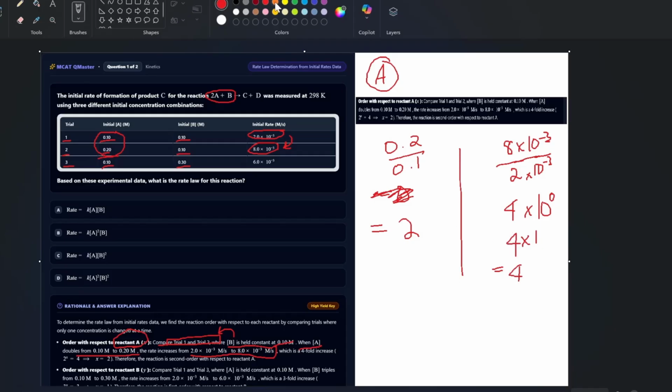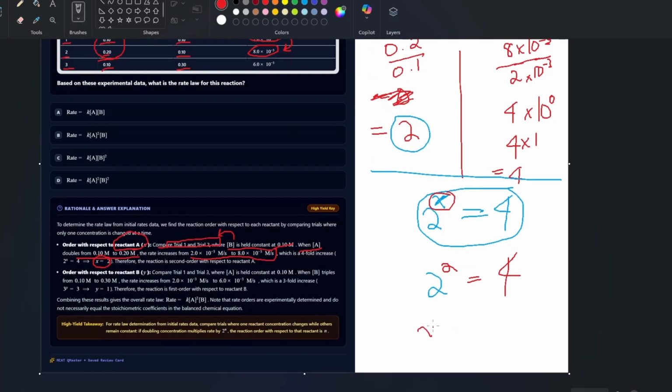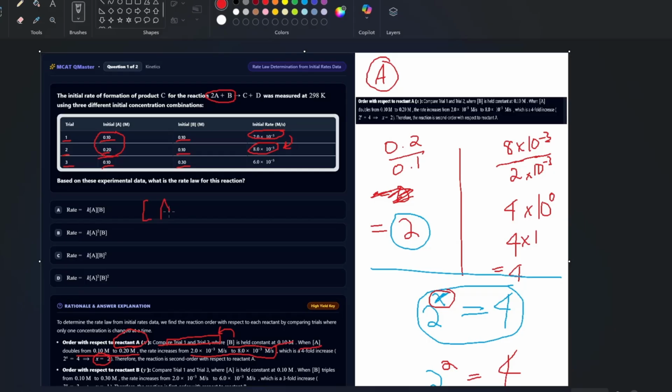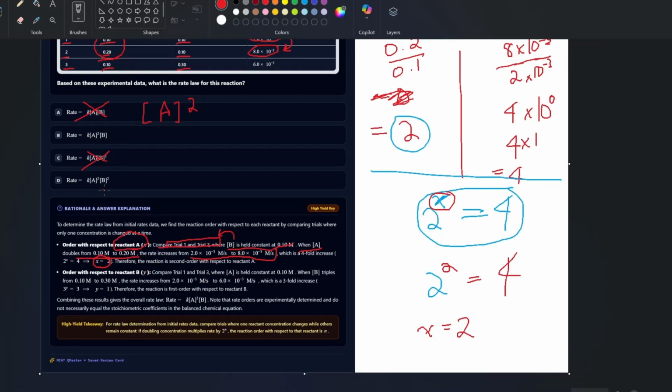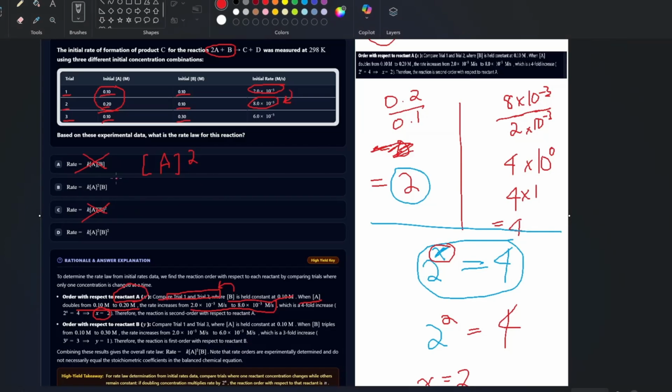And then what you want to do is you take this number here, 2, and you want to figure out 2 to the power of what will give you 4. Okay? 2 to the power of 2 should give you 4. So that's what they got here. The x here should equal 2, which means your A is to the power of 2, which means that we could cross out answer choices A and C. So you cross out A and C, and then we'll have B and D left over. So now we have to solve for B.